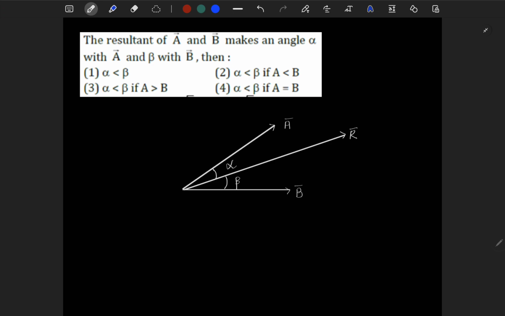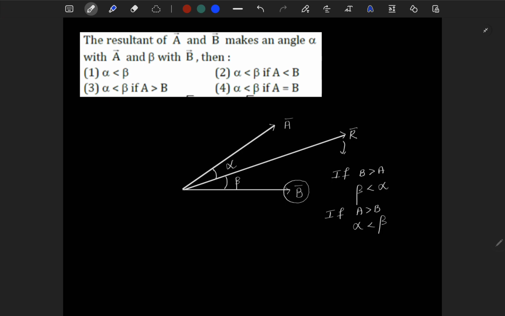So now you have to understand that you can actually analyze it from the diagram itself. B is the magnitude of B bar. If B is greater than A, since this has more magnitude, then the resultant tends to come towards this vector, then beta would be less. So if B is greater than A, then beta is less than alpha. And if A is greater than B, then alpha would be less than beta.